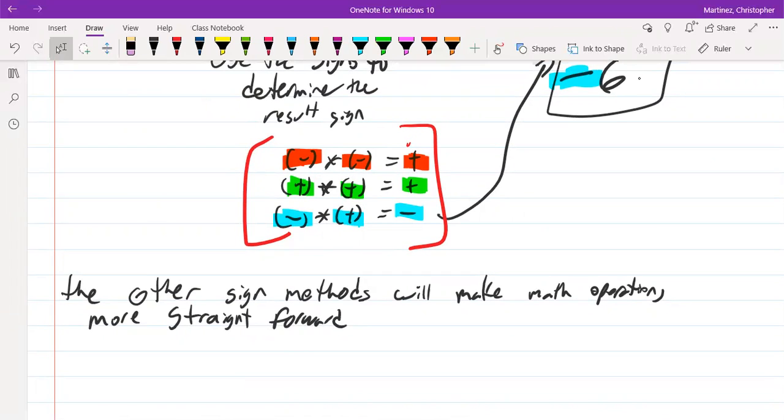And like I said, there's 3 ways. We're going to look at 2 other ways. Those 2 other ways might be a little bit more difficult for us to imagine what the number means, but it makes those addition, those multiplication, all the math operations occur a little bit easier. So that's how we do sign magnitude. And next, we'll look at what is called one's complement.